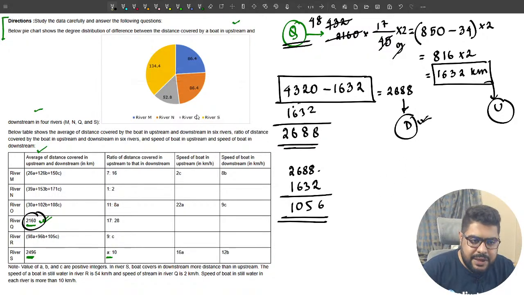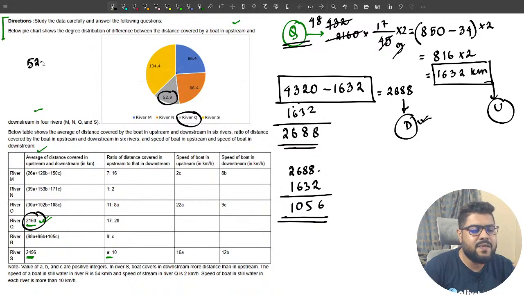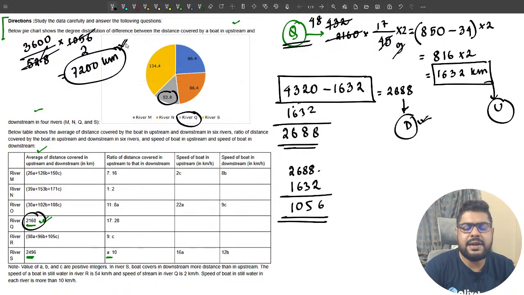Q. So देखो ये दिया है sir. 52.8 degrees का value. This was for Q. This is represented by 1056. अभी मेरे को टोटल निकाल लेने दो 360. ये हटा दो, ये 0 बन जाएगा. This is double. So my total distance is 7. The total difference between upstream and downstream is 7200.